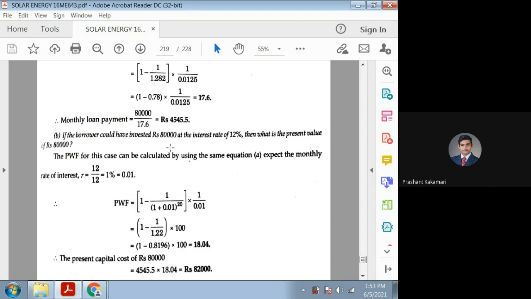earning of this person. If you see 80,000 rupees, if you keep for 20 months and at a rate of 12%, or 80,000 rupees per month, whatever EMI he was paying there, with this factor, if I multiply, then I may get the present worth factor of this money. The present worth of 80,000 as per the given conditions above will be 82,000 rupees.